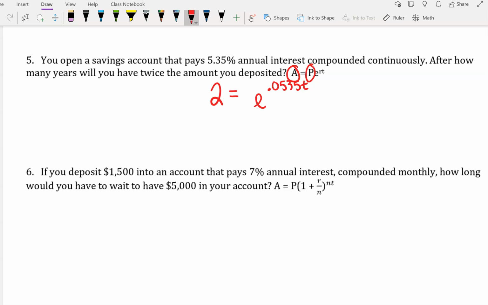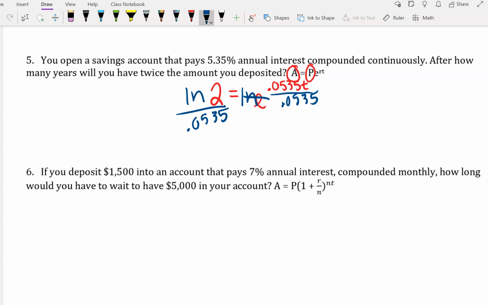0.0535t. Because the first thing you would do before solving for t would be you divide this by that number first, and we'd end up getting 2 if the amount we want is double the principal value. All right, to solve this, we natural log both sides to cancel out this e, and then get rid of the 0.0535 by dividing it on both sides.